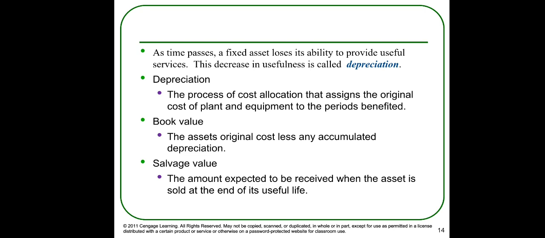Okay, and then see here there is another term that you have to know, book value. Book value is the asset's original cost less any accumulated depreciation. Okay, you will see that after this. And then another term that you have to know before you can do the adjusting entry for depreciation is salvage value. Salvage value is the amount expected to be received when the asset is sold at the end of its useful life. So you will see that later also in the next slide.